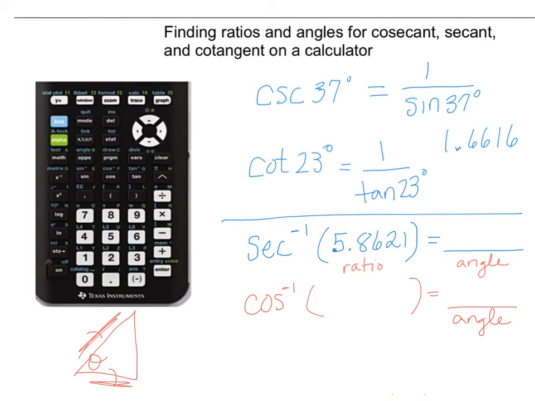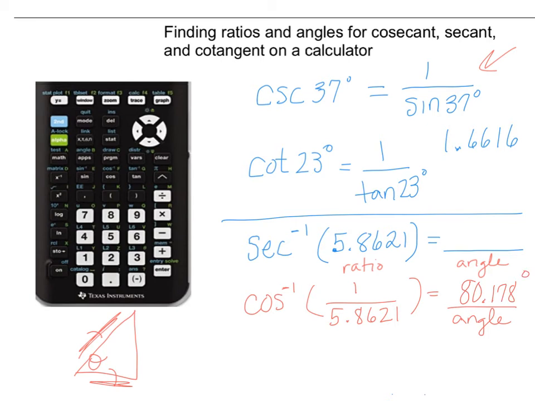But I do know they're reciprocal functions, which means that I could do, like I did up here, the ratio as a reciprocal. So what if I did inverse cosine of 1 over 5.8621? And that would get me an angle. And when I do the calculations, that's going to give me 80.178 degrees. And remember degrees, minutes, seconds.